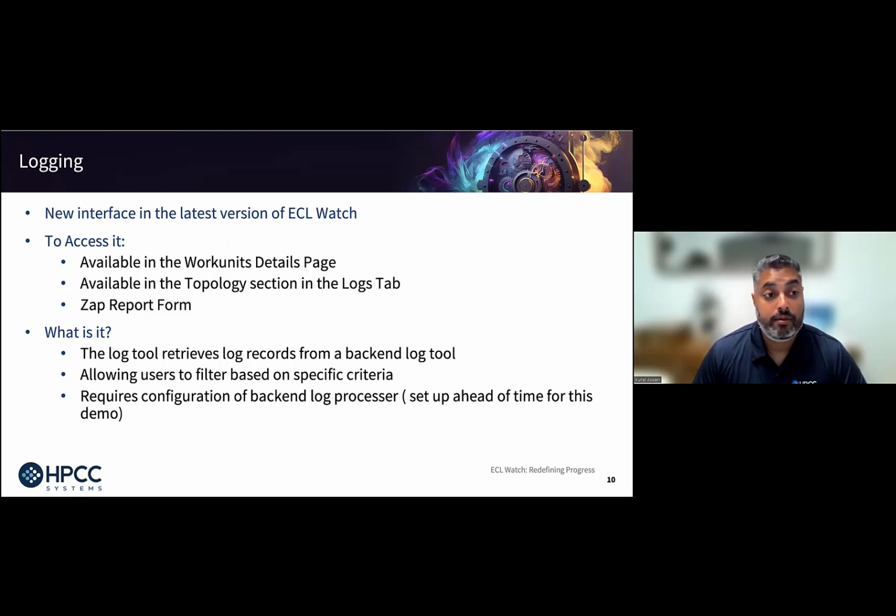The Topology section, which is located in the Logs tab. Users can access this interface via the Topology section in the Logs tab. This feature simplifies the process of monitoring and managing system resources and log data. And additionally, we've introduced our newest portion, the ZAP report form, which serves as a key component of this new interface. It plays a vital role in retrieving log records from the backend log tool and provides all the same features as the log viewer we will showcase in the Logs tab.